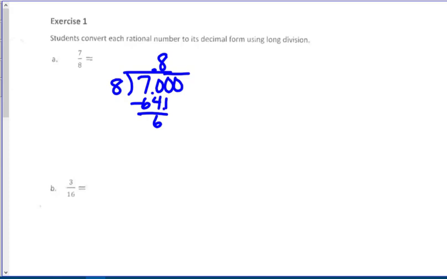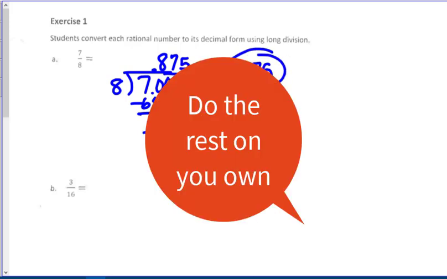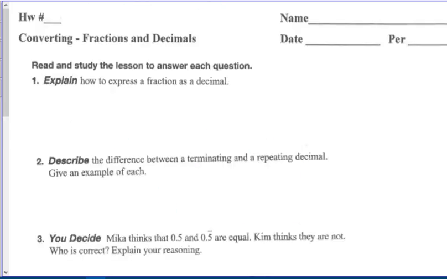Then I get 60, bring down that 0. 8 times 7 is 56. Then I subtract and I get 4, bring down that next 0. 8 times 5 is 40. And now I get a remainder of 0, so my decimal terminates. 7/8 is 875 thousandths. I guess that was it for the video today.